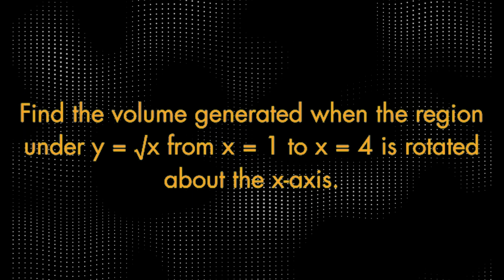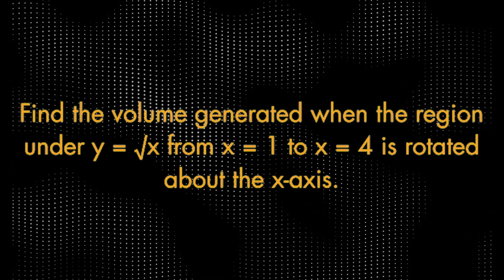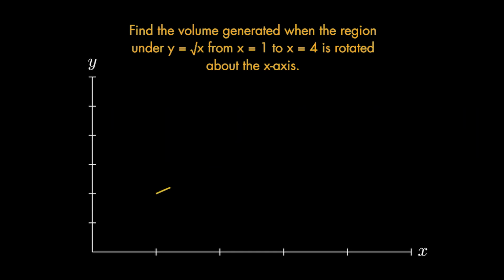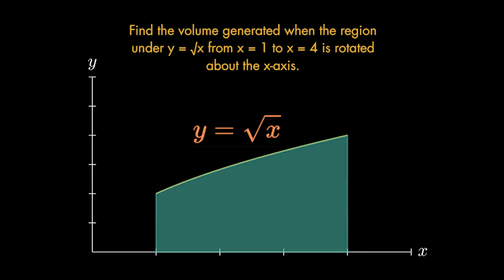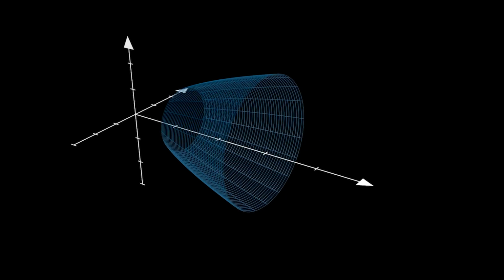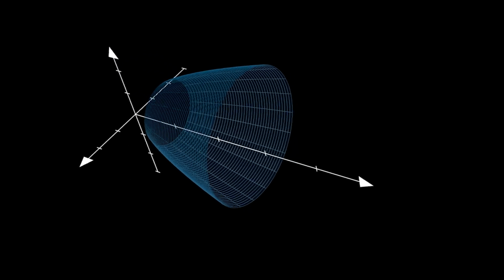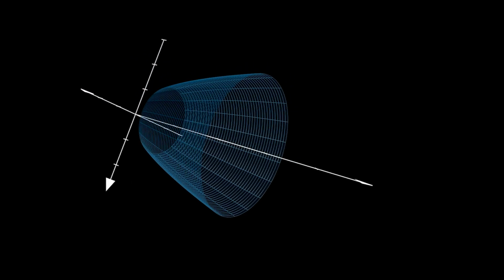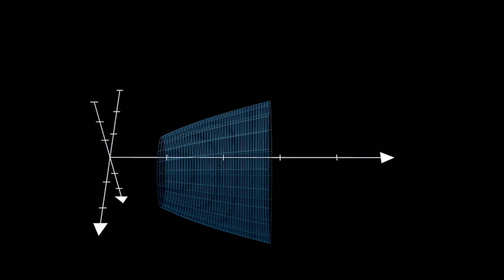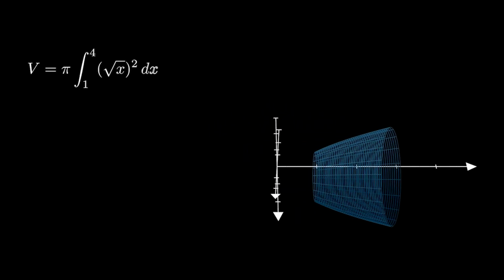Alright guys, so now we're given an example where it says to find the volume generated when the region under y equals root x is rotated from x equals 1 to x equals 4 about the x-axis. What do we do here? What's the play? What you actually need to do here is simply apply the equation.